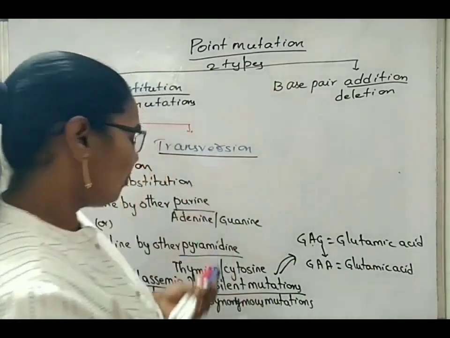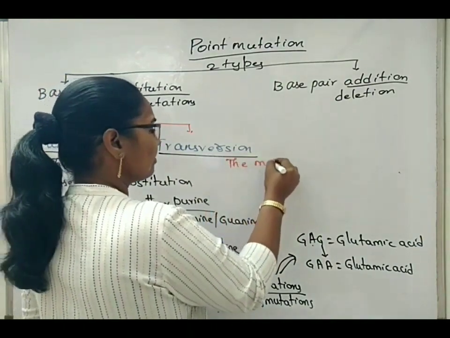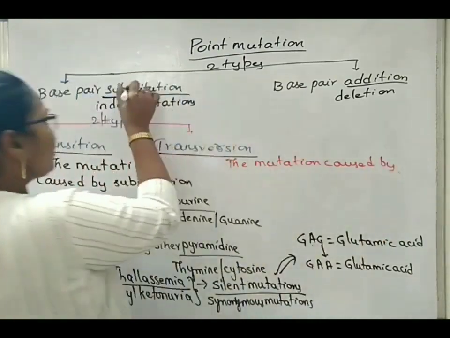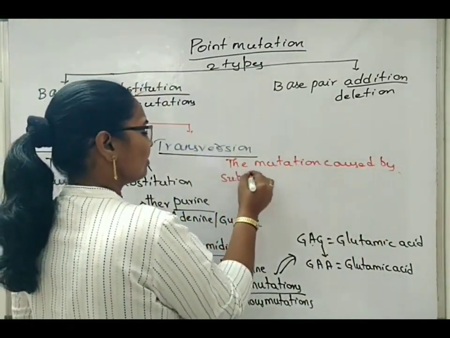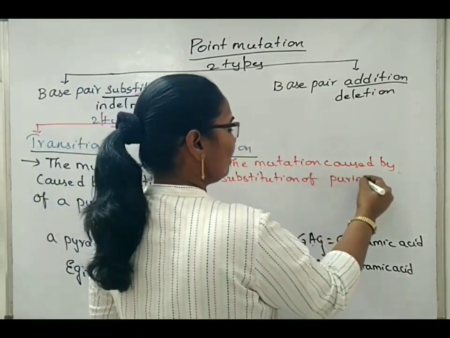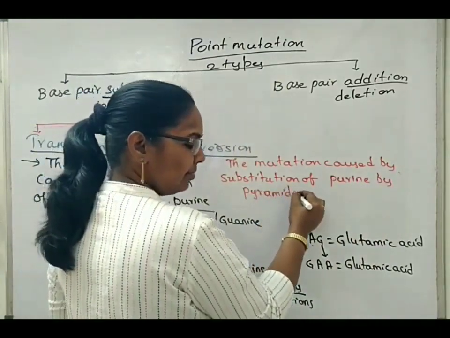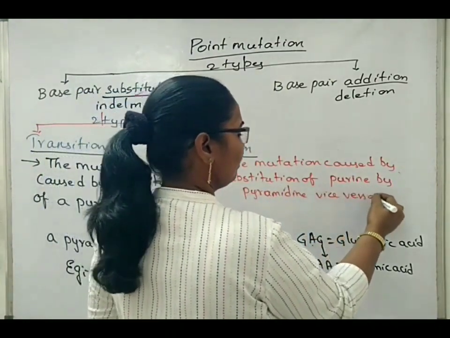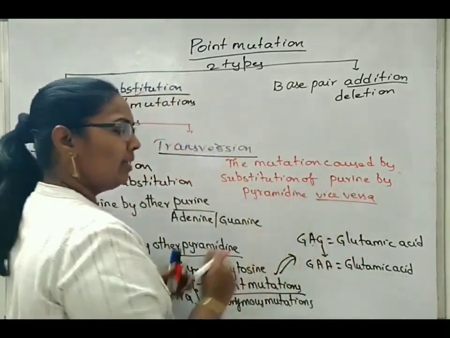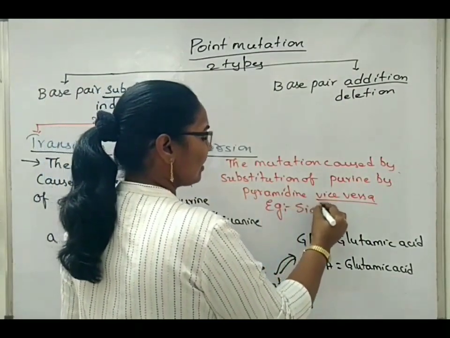Next, what is meant by transversion type of mutation? The mutation caused by substitution of one purine by a pyrimidine and vice versa, means a pyrimidine by a purine. This means a pyrimidine by purine or purine by pyrimidine, that is in reverse. Here, for examples, we can take sickle cell anemia.